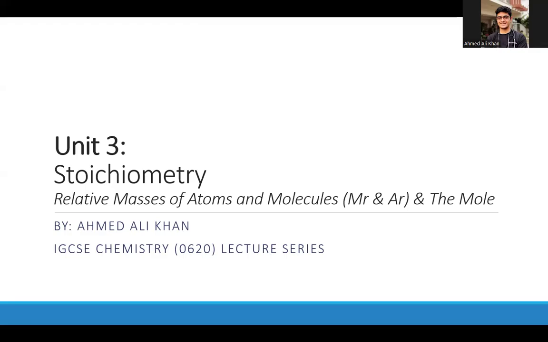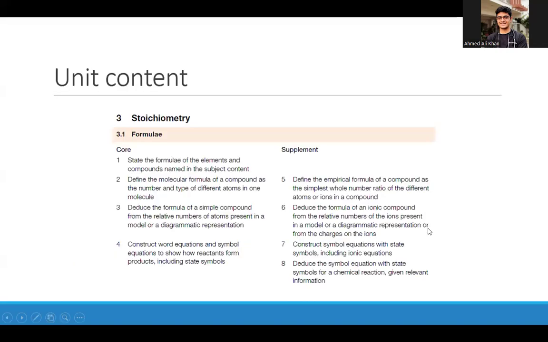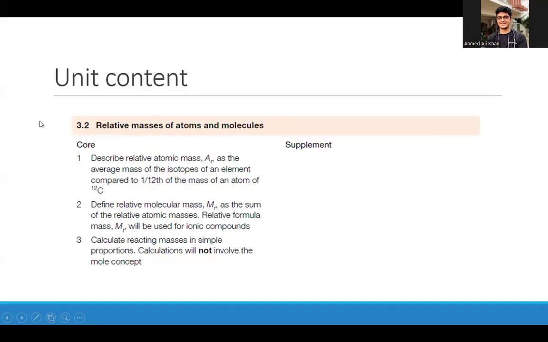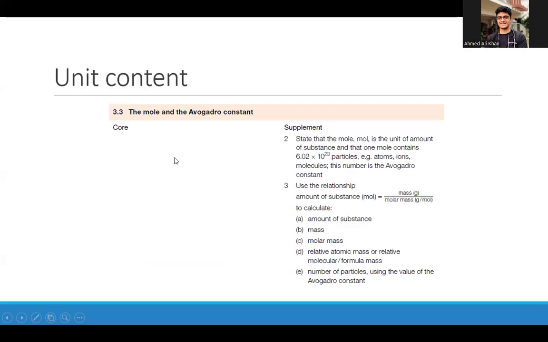So in this segment of stoichiometry, we'll go over relative masses of atoms and molecules, otherwise abbreviated as MR and AR. And we'll also briefly go over the mole concept. We'll discuss mole in more detail in the next class next week, inshallah, but we'll go over the concept. So let's advance to the next slide. This is the content. We'll go over the formulae, the relative masses of atoms and molecules, and we'll also lightly touch mole and the Avogadro constant.